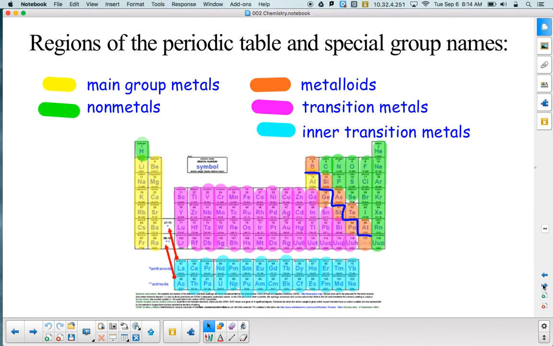Lastly, we have the bottom two rows of elements, which are called inner transition metals, despite the fact that they are located outside of the main table. These elements belong in the empty spaces, right here, and have been removed from the periodic table simply to make the periodic table a more convenient size.